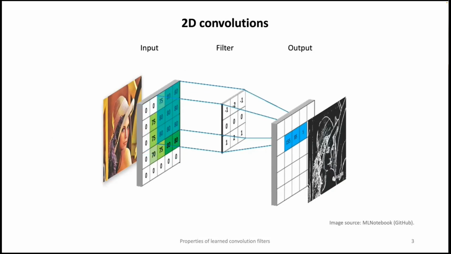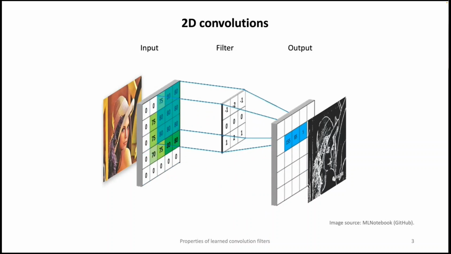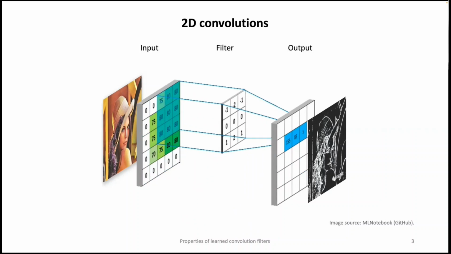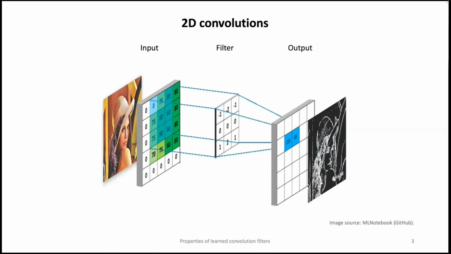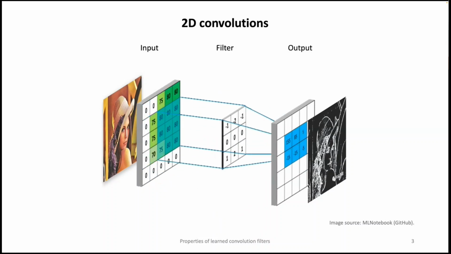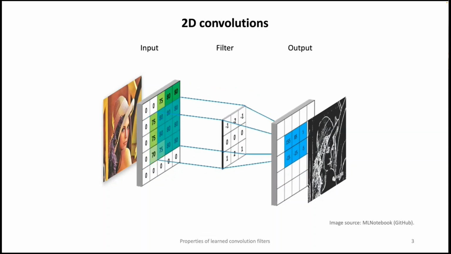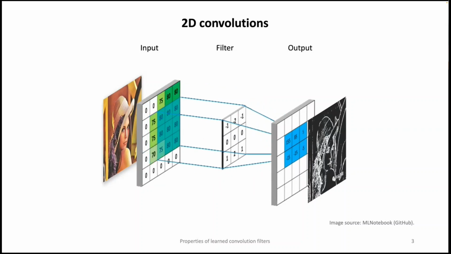Okay, so let me start with convolutions. The idea is you have some kind of input image and you apply a spatial transformation to it. So you slide some filter over the image and you aggregate the receptive fields and you end up with a new image. In this case, you have an input image of a person and then the filter would detect the edges in that image.